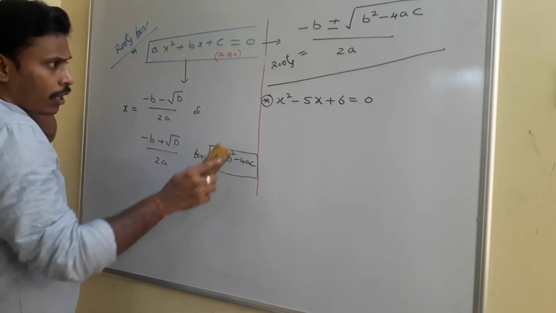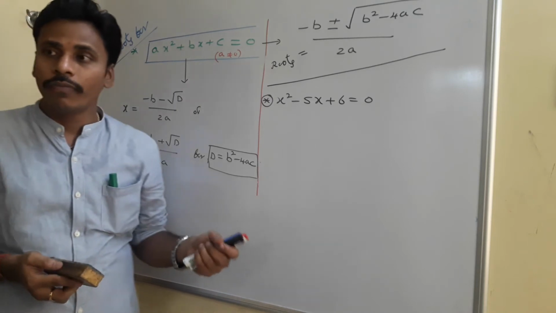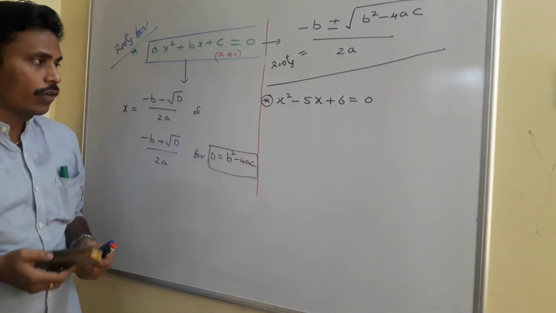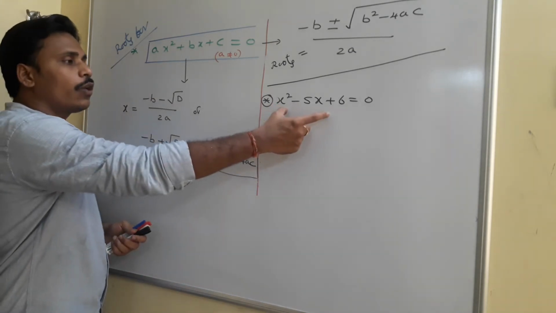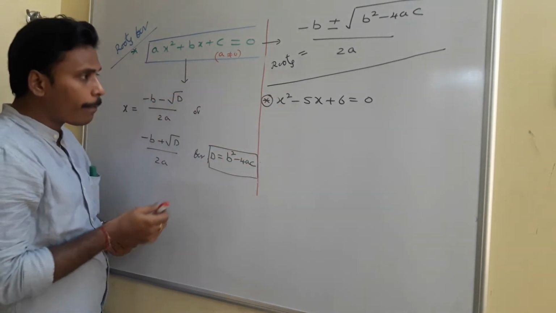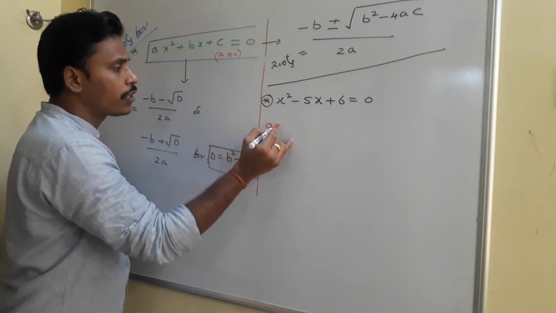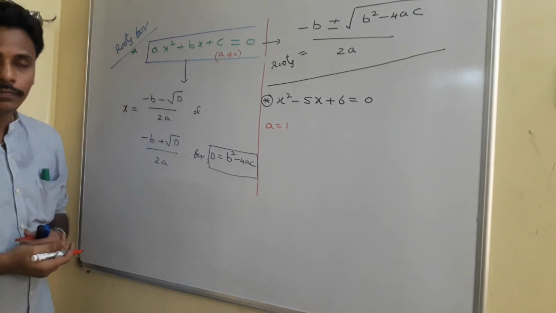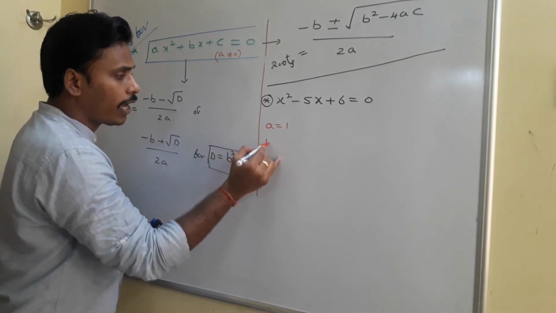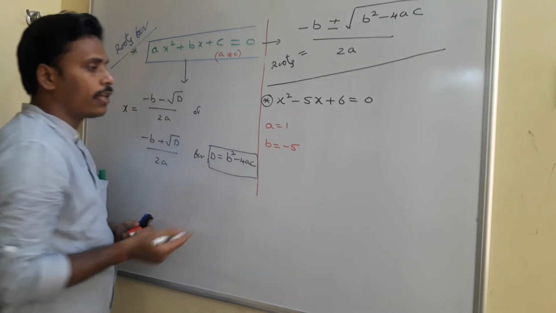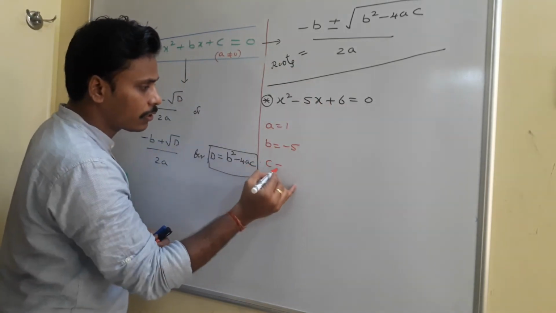How to find? First of all, look at this. Ax square plus bx plus c is equals to 0 is the general form, and the given equation is x square minus 5x plus 6 is equals to 0. You just try to compare this given equation with the general form. If you compare like that, x square coefficient is a here and here x square coefficient is 1. So a is equals to 1. And then here x coefficient is b and here x coefficient is minus 5. So you need to take b is equals to minus 5. And then here c is the constant and here c is 6, right?